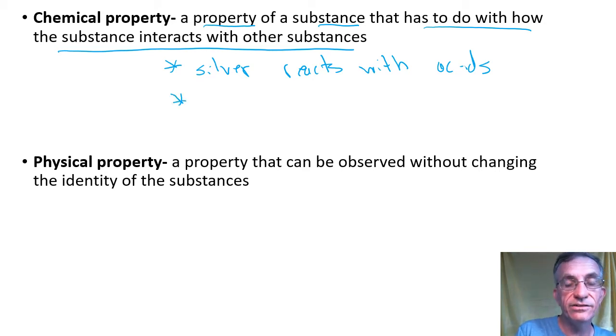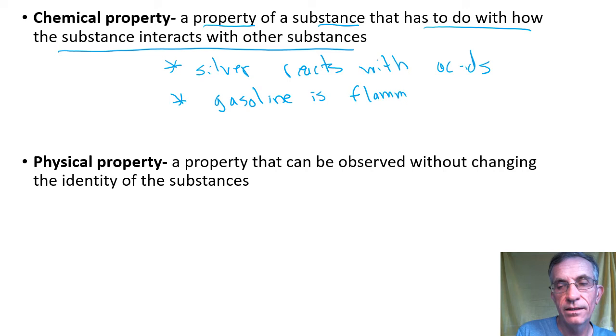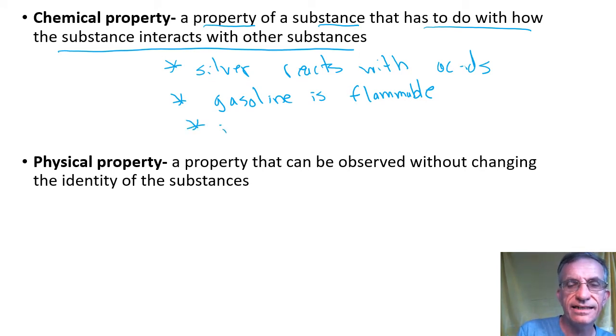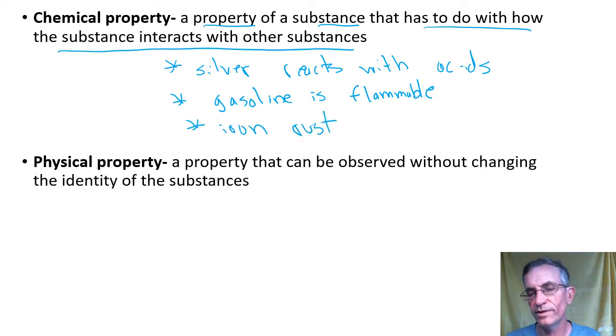Or I could tell you gasoline is flammable. That's a chemical property. What that's really telling me is that it interacts with air. So if it interacts with air and it catches on fire, that's a chemical property. A similar one would be iron rust. That again has to do with the fact that iron reacts with oxygen, and when the two react with each other, that property is a chemical property.